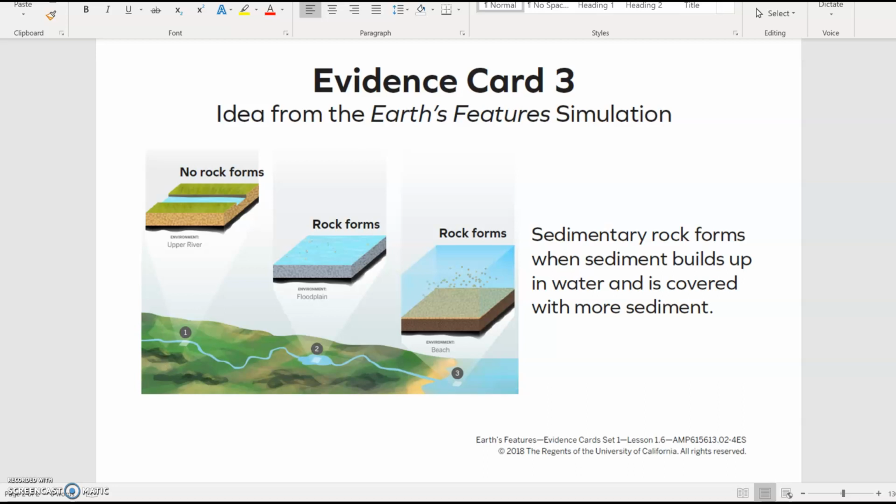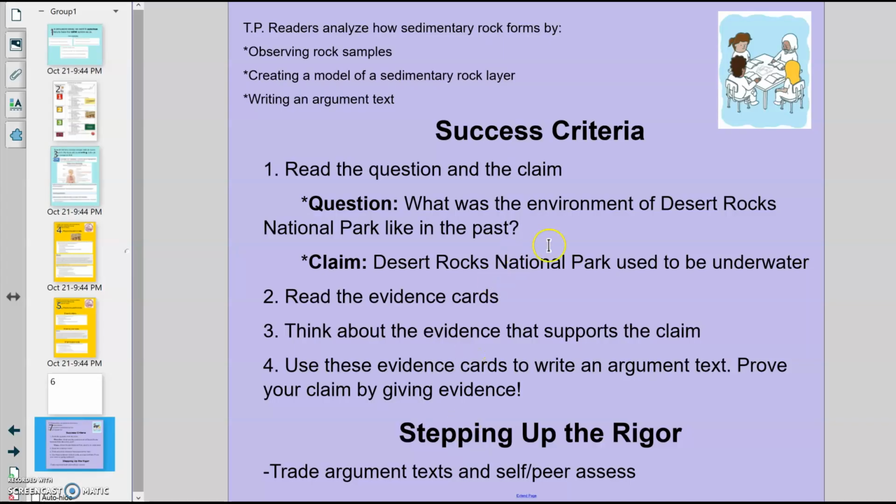Hey guys, welcome back. Last time we learned that fossils form in what's called sedimentary rock. We also learned that sedimentary rock forms when sediment builds up in water and is covered with more sediment. In today's lesson, you're going to be writing a persuasive essay about this question. What was the environment of Desert Rocks National Park like in the past?